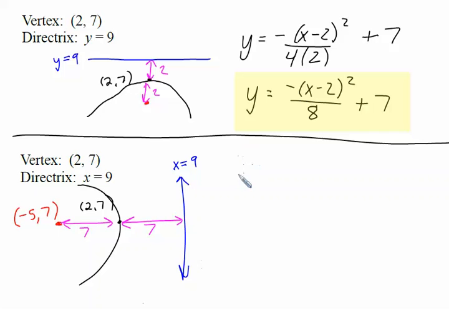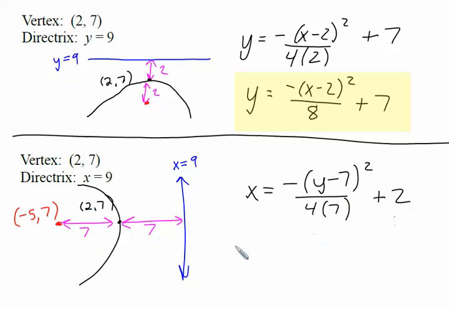When writing this equation, it's going to look like x is equal to a negative in terms of y because it's opening to the left. Now be careful here, it's going to be y minus 7, the quantity squared, because the y is centered at 7, divided by 4 times that c value. We saw c was 7. And now since the x-coordinate is centered at 2, we'll have a plus 2 on the side. So this would be x is equal to negative y minus 7, the quantity squared, all over 28 plus 2. Again, once we get the hang of this, it's really not that bad.